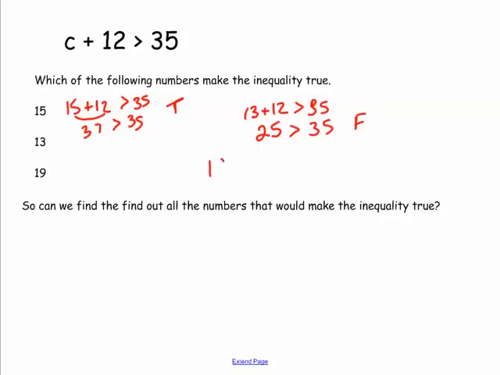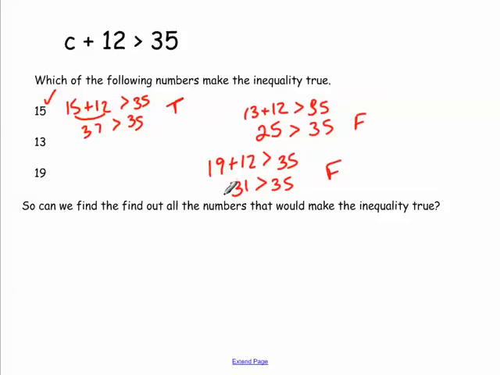And this one, 19 plus 12 is greater than 35. So that would give me 31 is greater than 35, and that is false. All right, so here's my question. Can I find more than one number that makes it true? Okay, we know that 15 made it true, but what other numbers? 13 did not, and 17 didn't.